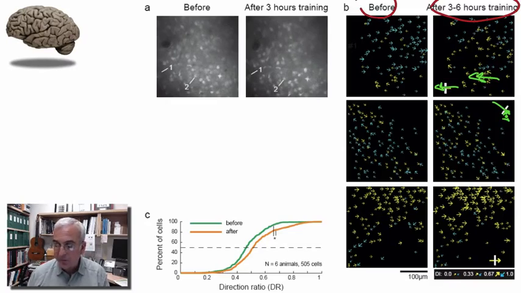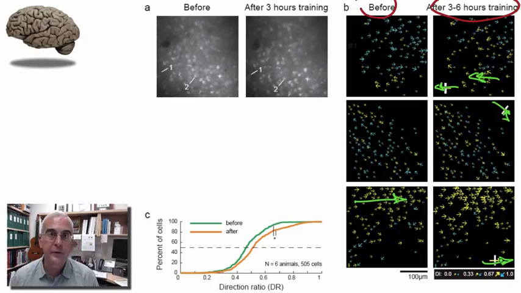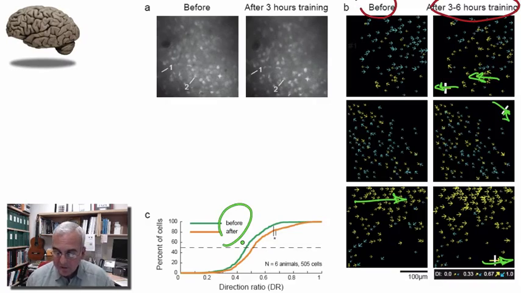And the same is true in the third case, which already had a fairly significant bias of cells that preferred rightward motion. And then after 3 to 6 hours of visual training, those cells became even stronger in their preference, and a few more emerged. So when we looked at our entire data set before and after, we saw indeed a statistically significant increase, or a rightward shift in this cumulative plot of neurons that acquired the direction that was presented by the training stimulus.